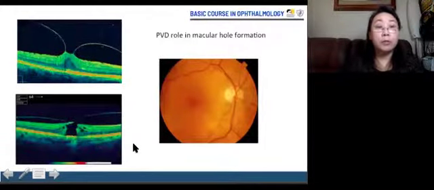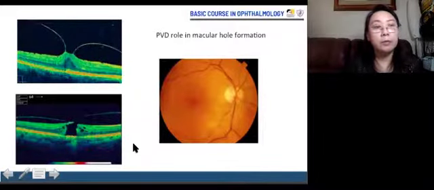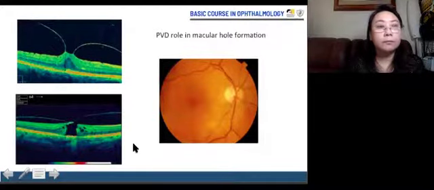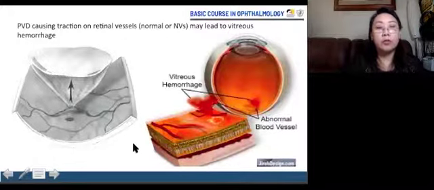With strong attachment or adhesion in the macula, a posterior vitreous detachment may cause formation of a macular hole. And in vitreous detachment, it can also cause traction on retinal vessels and lead to vitreous or preretinal hemorrhages.